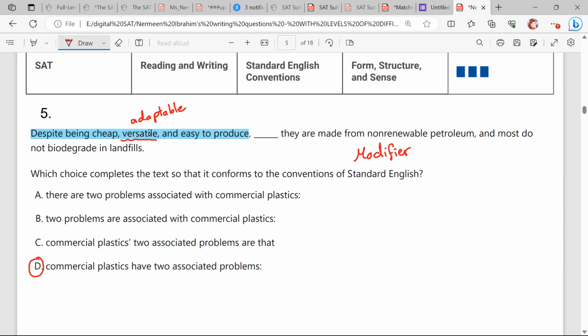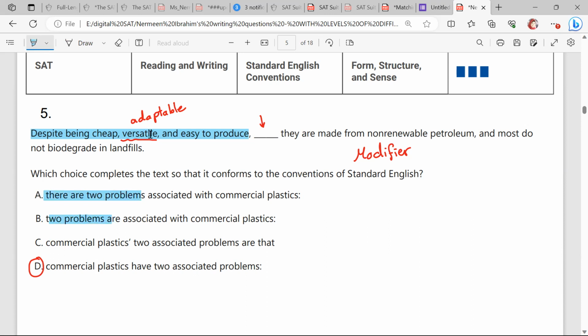It's versatile. Okay, despite being cheap, versatile, and easy to produce, what is supposed to be cheap, versatile, and easy to produce? The answer should be in the subject of the sentence, the independent clause. So here, there are two problems, definitely no. The two problems can't be cheap, versatile, and easy to produce.